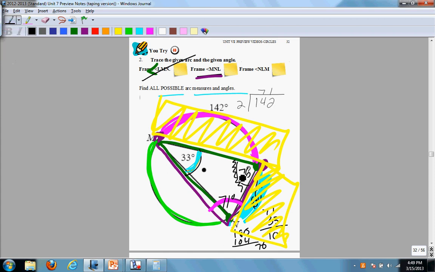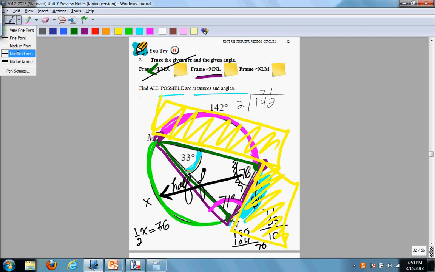Now that angle is half of that arc. It's half of. So we ask ourselves, what is half of 76? So half of what is 76? It goes like that. So you should see all you do is to 76 is we're going to double it. So we take 2 times 76. We get 152.